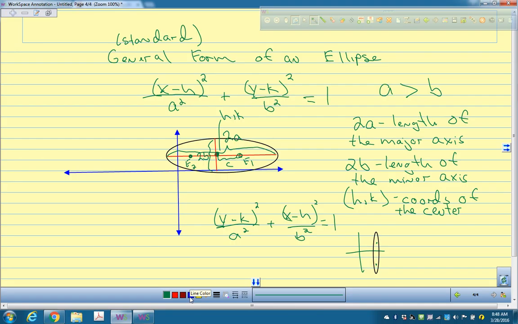Oh, and sorry, one more thing. If it's like x squared over a squared plus y squared over b squared equals 1, then its center is where? Origin. Center at 0, 0. Sometimes you'll see ones like that, and other times you won't.